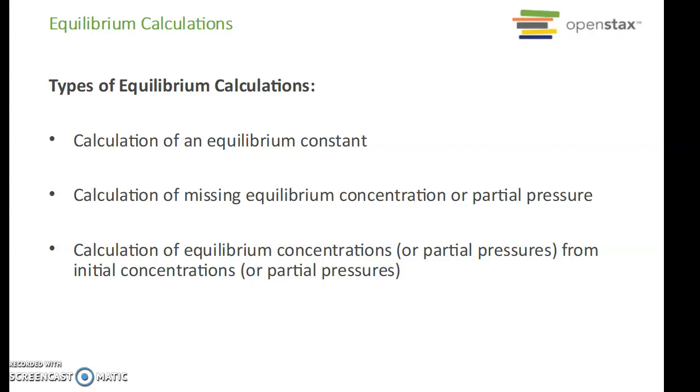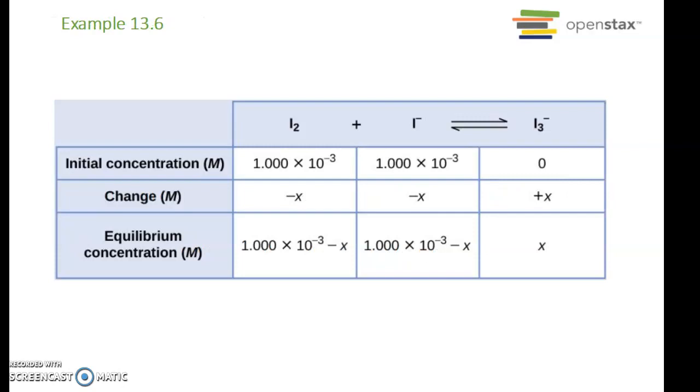Likewise, you can calculate those from initial concentrations. For example, in this equation we have iodine, I2, plus an iodide ion, I minus, forming I3 minus. The initial concentration of both the reactants is 1 times 10 to the minus 3. And of course, there's nothing for the product.